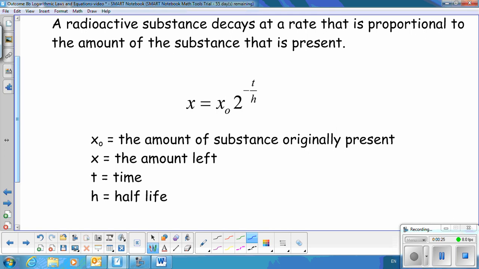X0 is the amount that was originally present in the sample. X is the amount left. T is the time that's gone by. And H is something called half-life. Remember, we've talked about half-life before. Half-life is the amount of time that has to pass for there to be half the sample left.